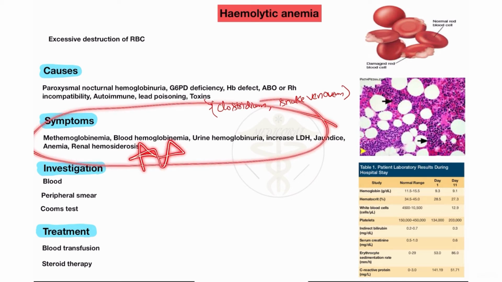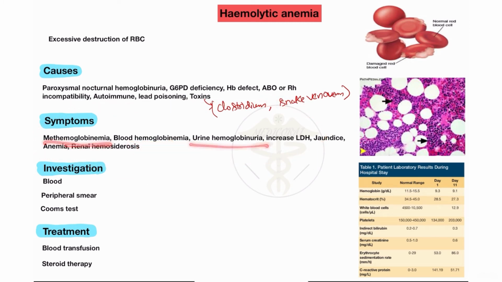This is very important. Blood hemoglobinuria, methemoglobinuria and urine hemoglobinuria are present in the patient of the hemolytic type of anemia. And also the level of LDH increases in the patient of hemolytic anemia. So these are the symptoms of hemolytic type of anemia.